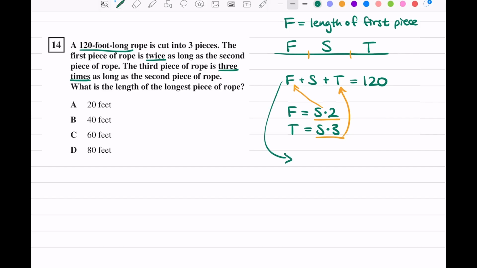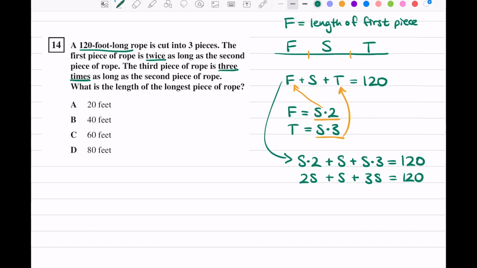So rewriting that first equation, we'll put in s times 2 for f, and then we have plus s, plus, and then we have s times 3 for t. And that's equal to 120. So now we have an equation with just s. Let's simplify it. So s times 2 we can think of as 2s, and then we have plus s times 3 we can think of as 3s.